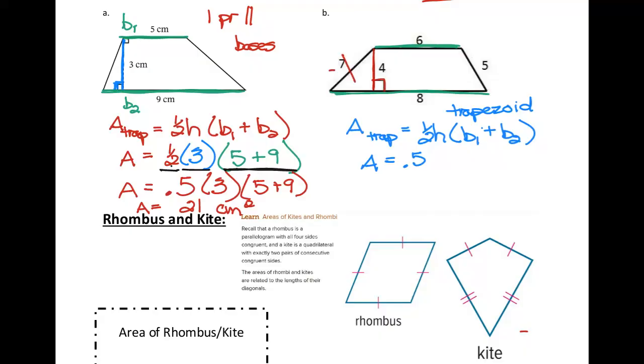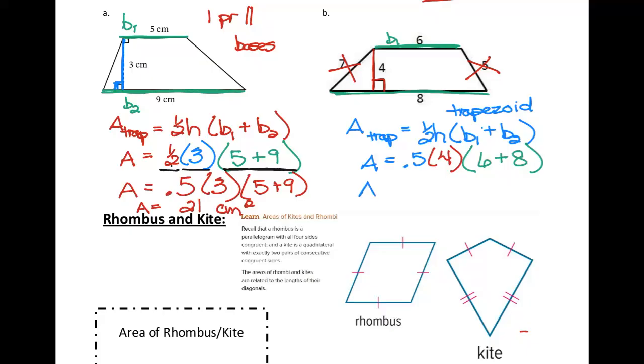We don't want slant height. We don't want this slant height. They're giving you those sides just because those are the lengths of those sides. But don't mistake that for the straight up and down height. So 0.5 times 4, and then base sub 1. Let's call the top one base sub 1. That's parentheses 6 plus base sub 2 is 8.